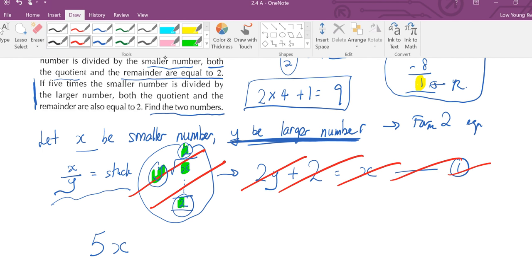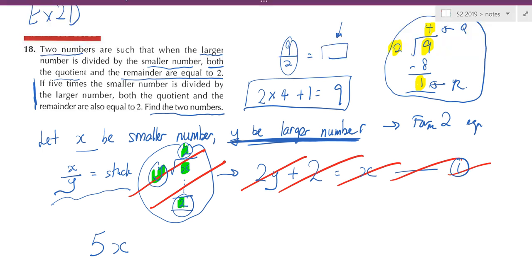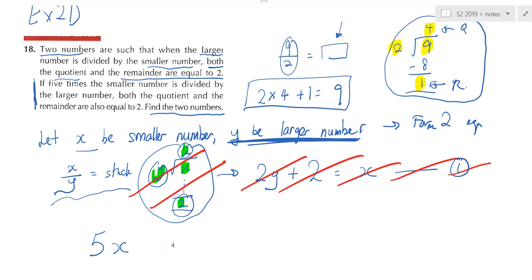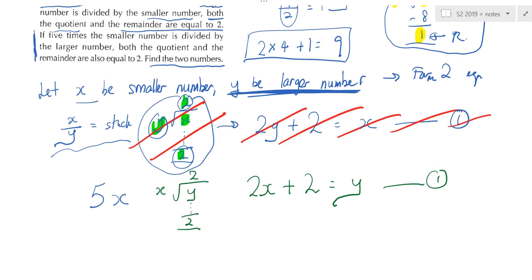Because when I take the larger number, I divide it by the smaller number. The larger number is y, right? The larger number divided by the smaller number. So it's the other way around. The quotient is 2, the remainder is 2. So I will take 2x plus the remainder equals the larger number. So this is equation 1. So now I work again.